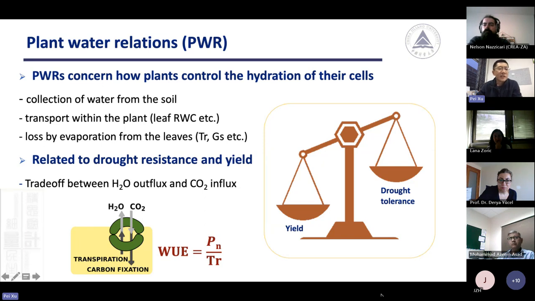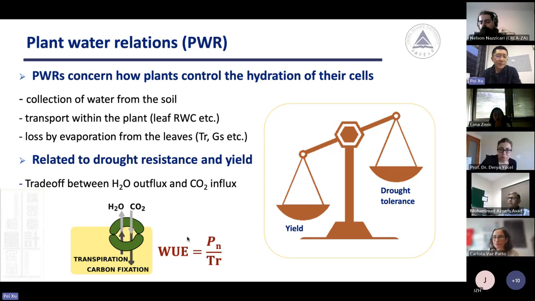We also know that the stomata is the gateway of both water outflux and CO2 influx. So there is always a trade-off between the water out and the CO2 in. So there is an extremely important parameter termed water use efficiency, WUE, to reflect this trade-off. And the WUE is important for striking a balance between yield and the drought tolerance of a plant.